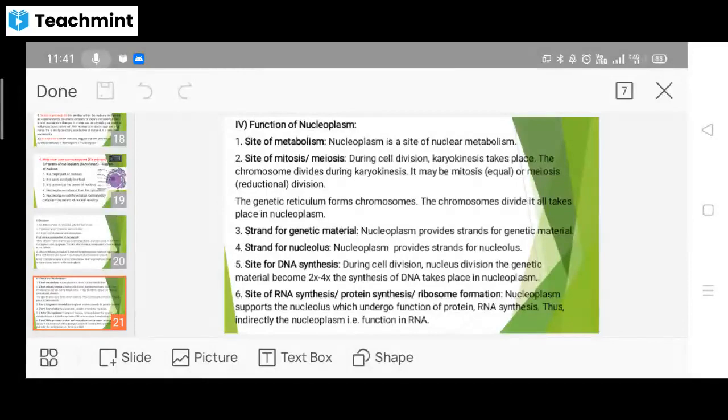Then the nucleoplasm is also the site of DNA synthesis.